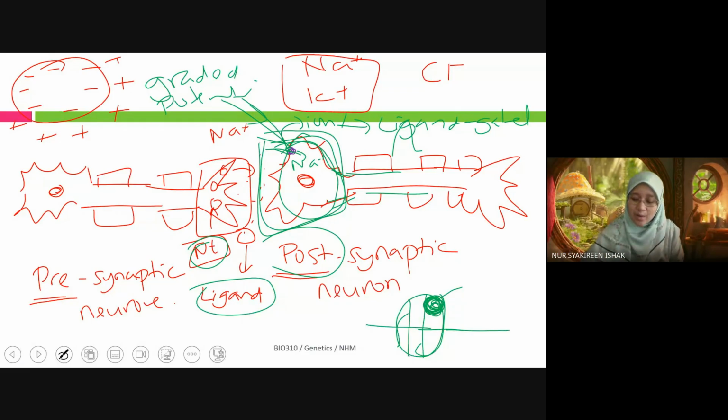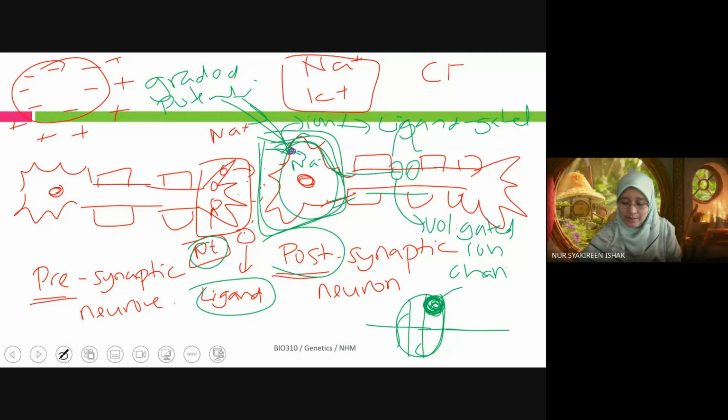So action potential that occurs along the axon is due to the opening of another ion channel. So ion channel that is located along the axon, we call this as voltage gated ion channel. So voltage gated ion channel located along the nodes of Ranvier of axon ada dua, which is sodium voltage gated ion channel, and another one is potassium voltage gated ion channel.